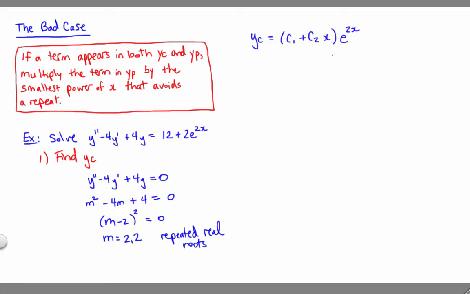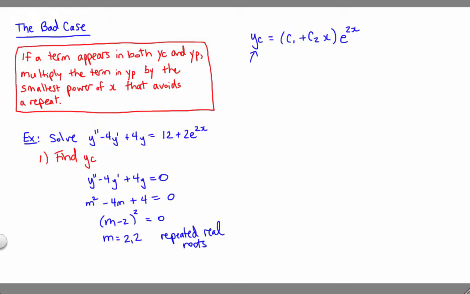Okay, so a couple of comments about this. First of all, let's make sure to call this yc. We would not want to call it y. We're reserving the symbol y for the general solution at the end of the problem. So we have not found y yet. This is just yc at this point.